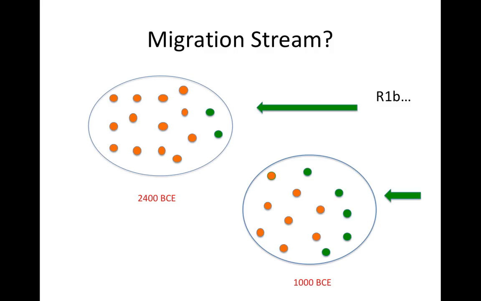Now, one of the things you might ask is, was it a sudden event, or was it simply a migration stream? That is, at around 2400 BC, did we begin to get some R1B, because anybody coming to Ireland is going to have to be coming from continental Europe, the direction of R1B, so they're going to be carrying R1B in with them as well. And therefore, over time, Ireland has gradually developed and built up a population of R1B carriers. Well, that would seem to be the most logical.